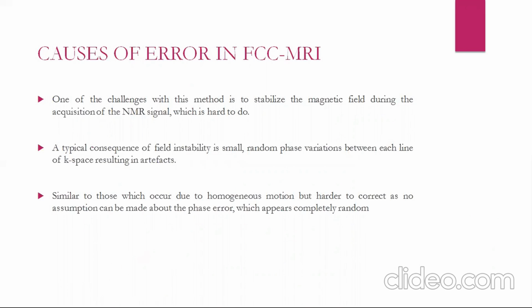So our challenge in this method is to stabilize the magnetic field during the acquisition of the NMR signal for using FFC in MRI, which is hard to do. A typical consequence of field instability is small random phase variations between each line of k-space, resulting in artifacts. This is similar to those which occur due to inhomogeneous motion but harder to correct as no assumption can be made about the phase error, which is completely random.